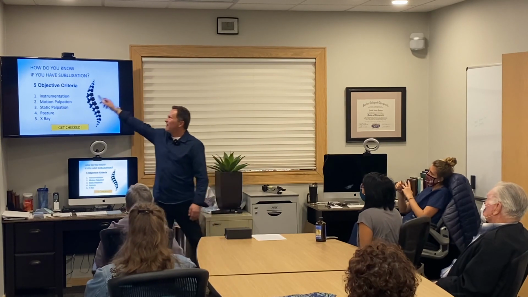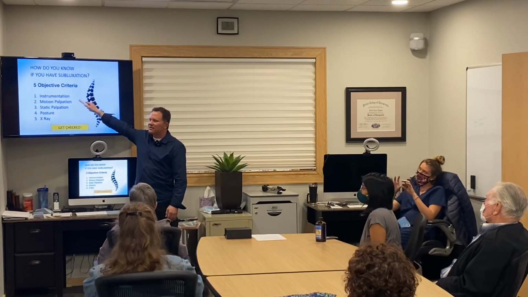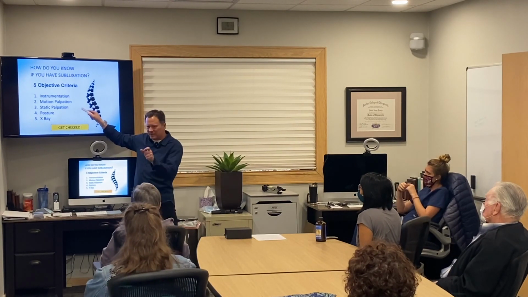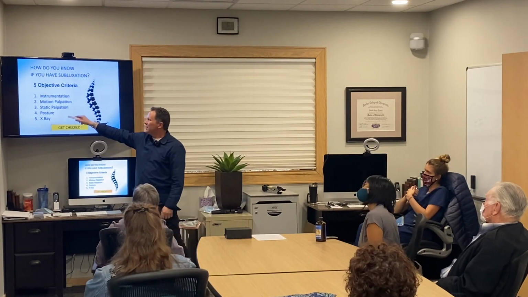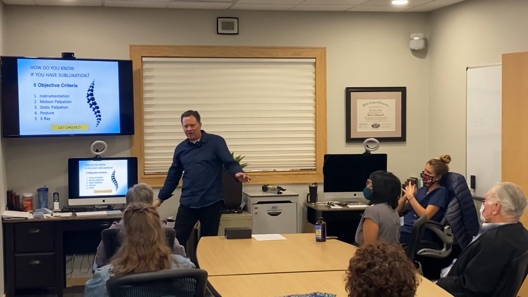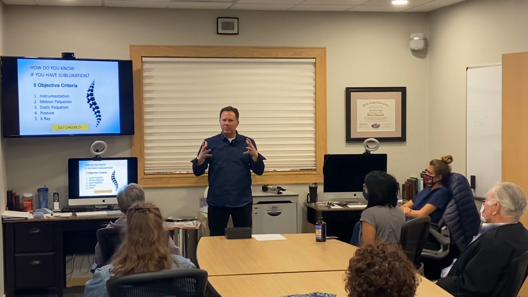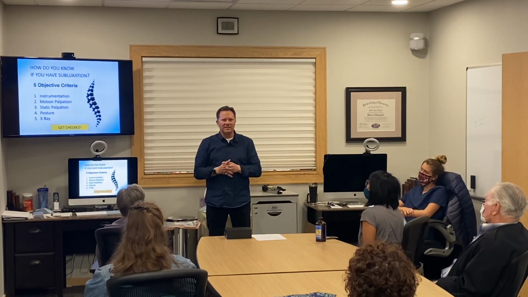So how do we find what a subluxation is? We do instrumentation. We look at static palpation, motion palpation, move the joints, see how they're moving or not moving. And then posture, x-rays. We take all that information in our exams, put it all together, and are able to paint a really nice detailed picture about somebody's health or the status that they are in.